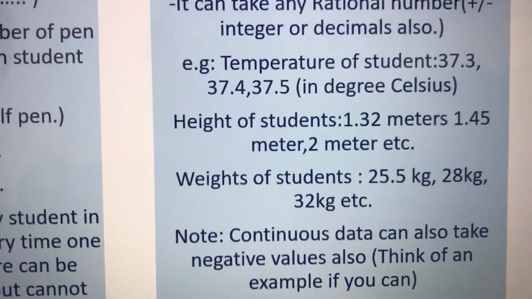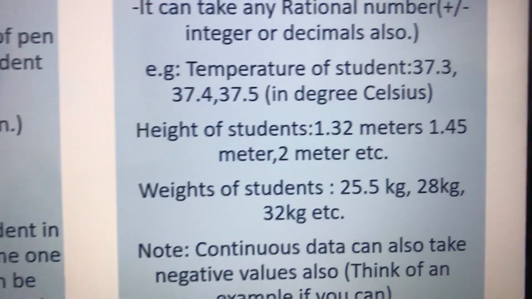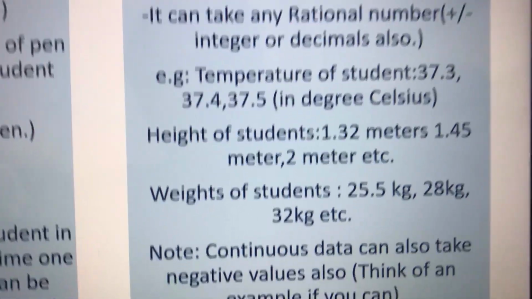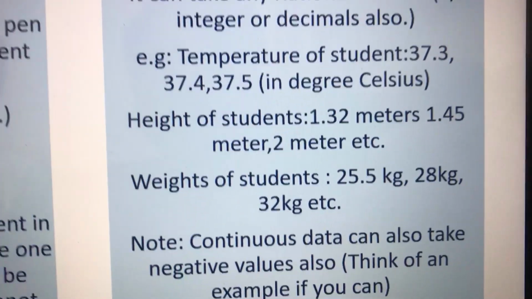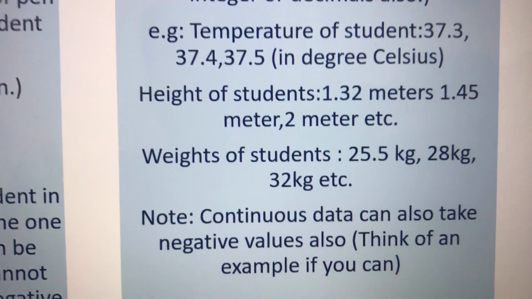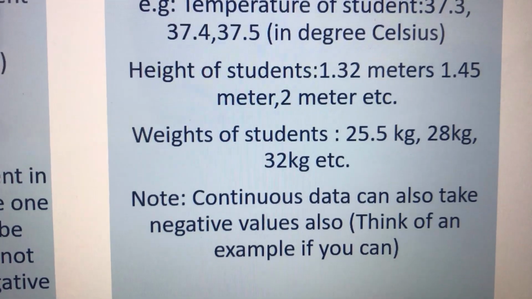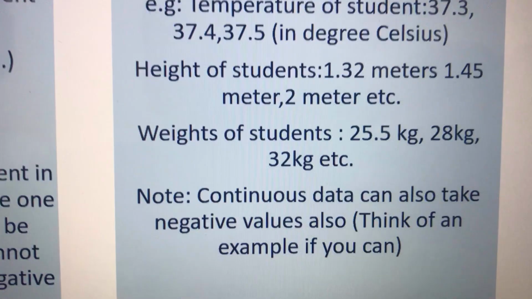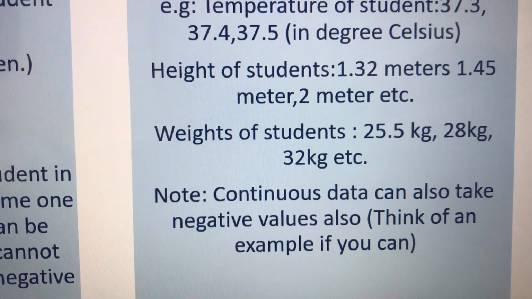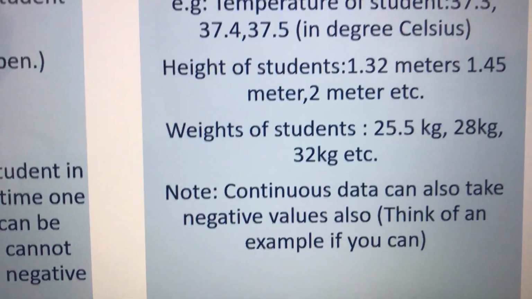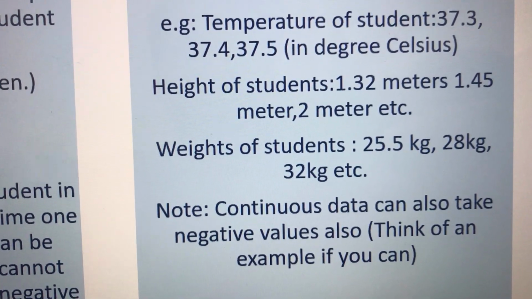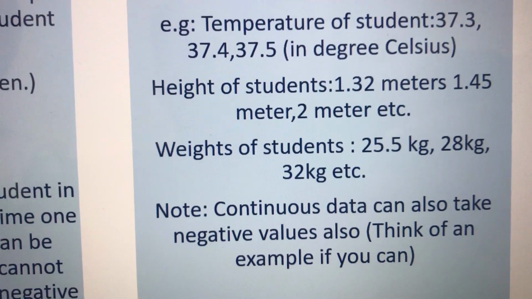They want to analyze students' height for year 7. Somebody may be 1.32, somebody may be 1.45 meters, somebody may be 2 meters. 2 meters is too tall, I think. Yeah, okay, fine, no problem. Somebody is tall. Weight of students, somebody may be 25.5 kilos, somebody may be 28 kilos, somebody may be 32 kilos. So the continuous data can also take negative values. A little food for thought. Think of an example where continuous data can take negative values. I leave this little thought in your head. Think of an example.